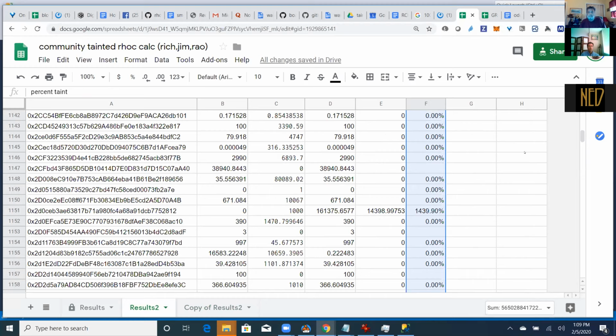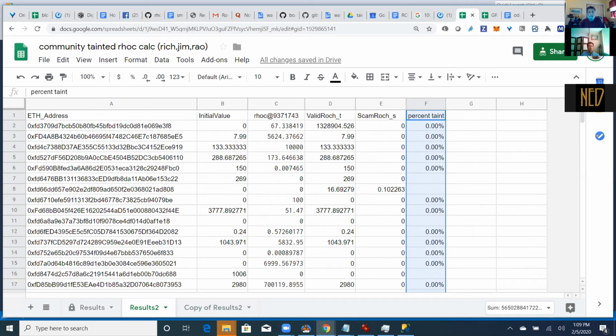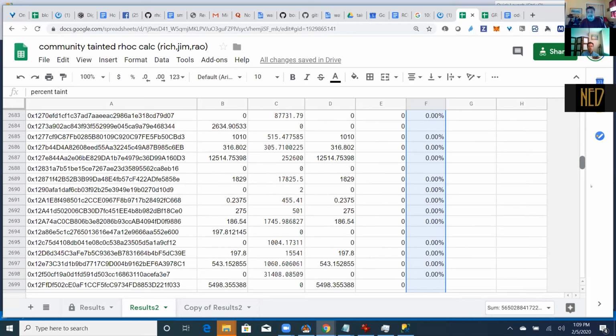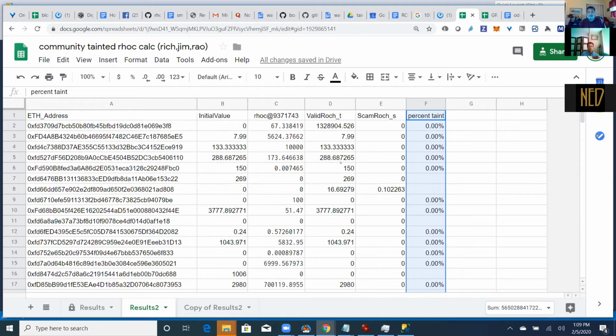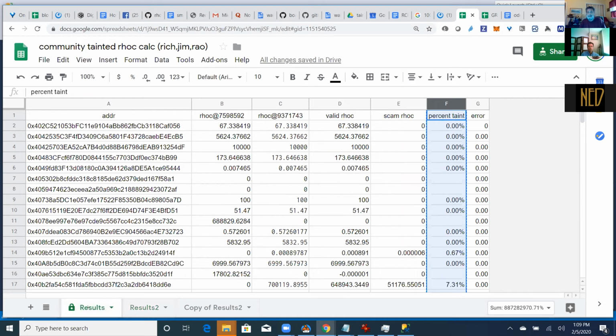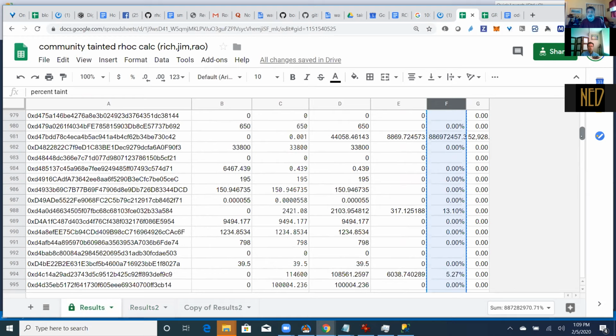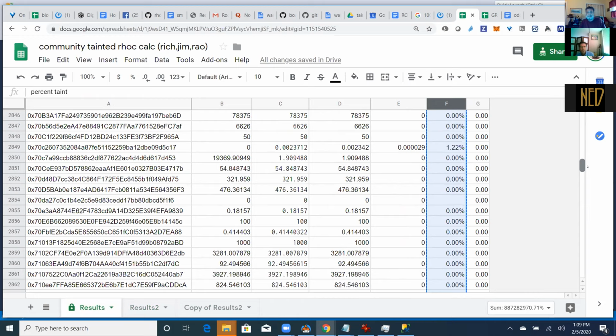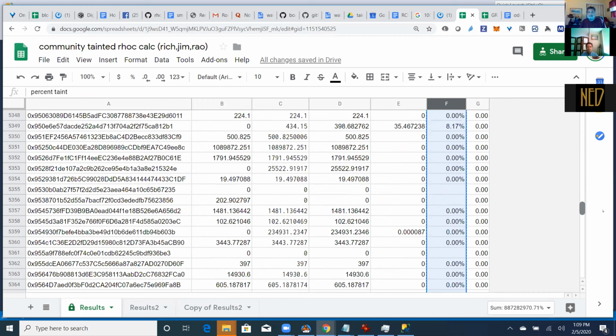So we have the results from ending, and we can see in this case it's almost all zeros. All the accounts get zero scam ROC. Whereas in the first case, I guess you can't see obviously, the number of accounts that have scam ROC is much greater. So I'm looking forward to seeing the results and then figuring out exactly what Greg's going to do.